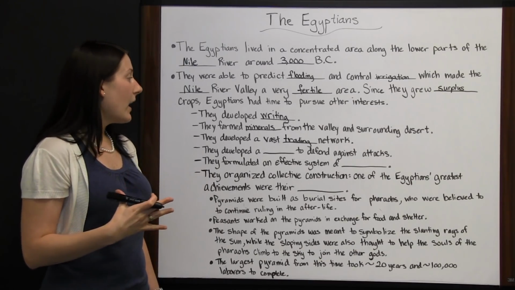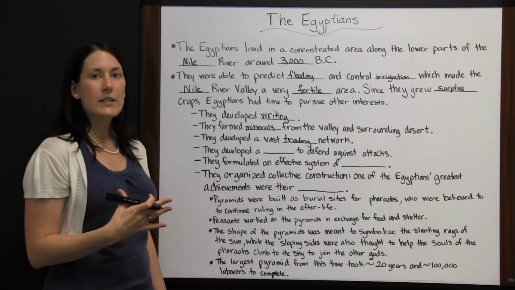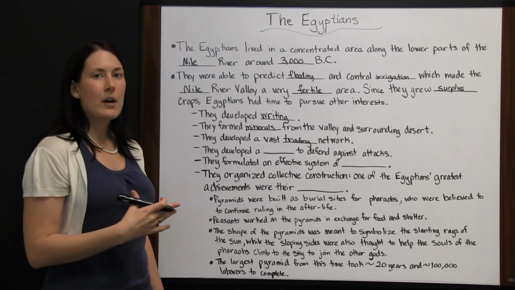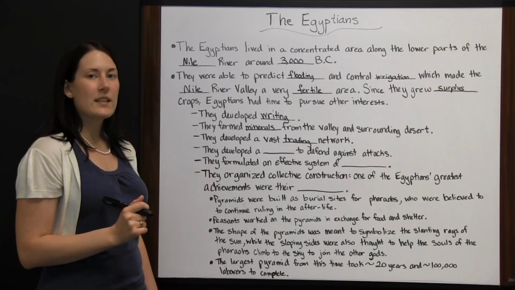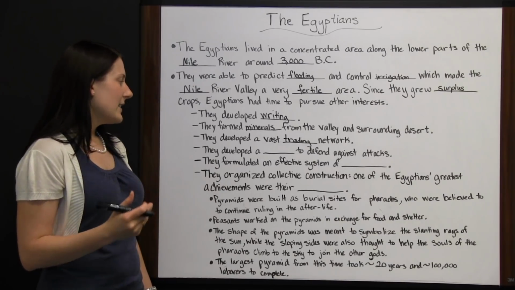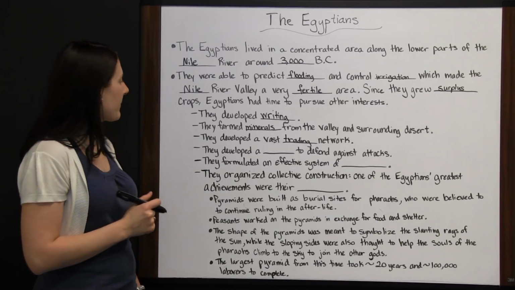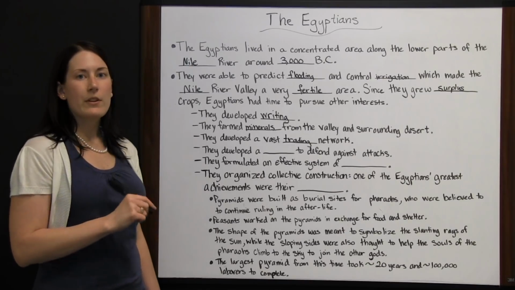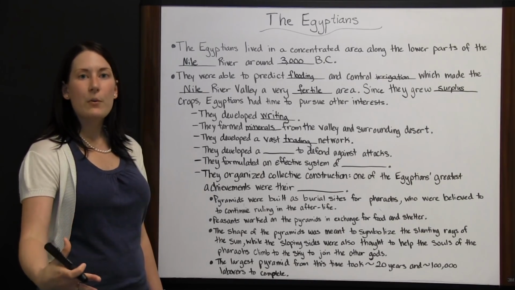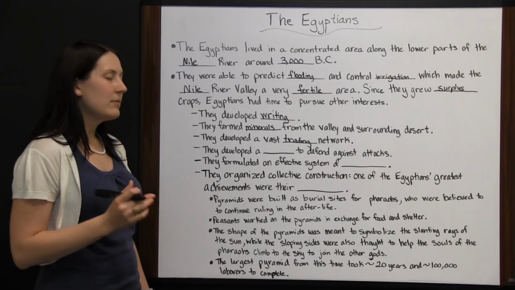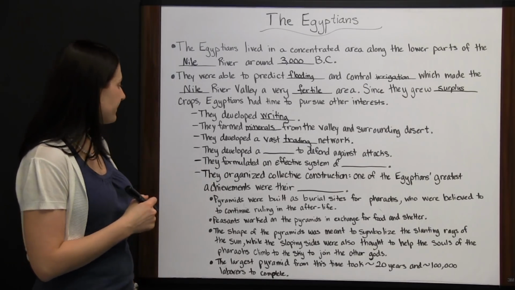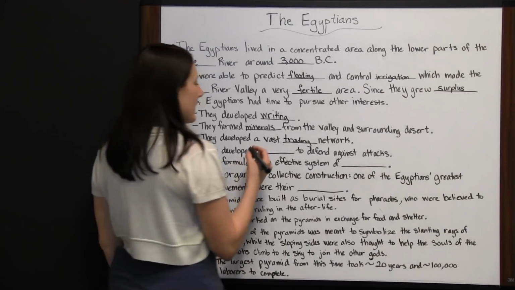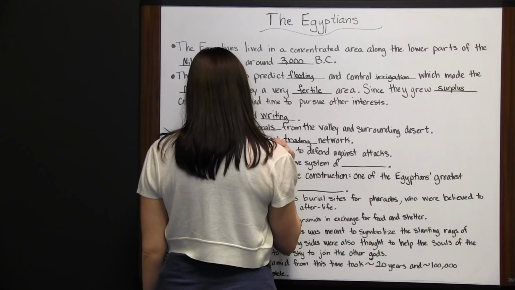They had a lot of art, and their art and architecture were modeled throughout other civilizations in the surrounding areas as the Egyptians developed more and more. So they had a vast trading network. They would trade very far away from where they lived, and people would come from far away to trade with them. They developed a military to defend against attacks.